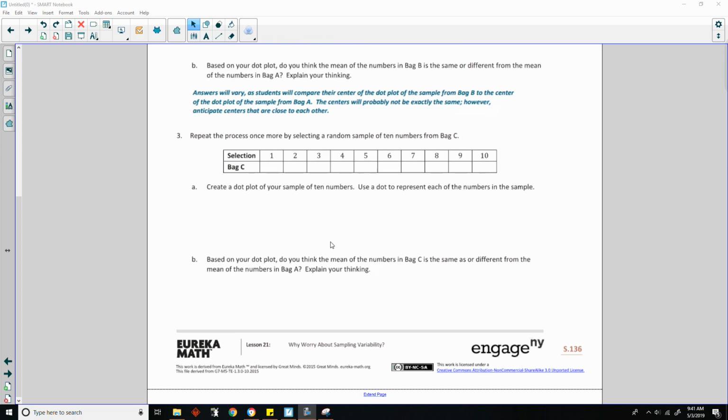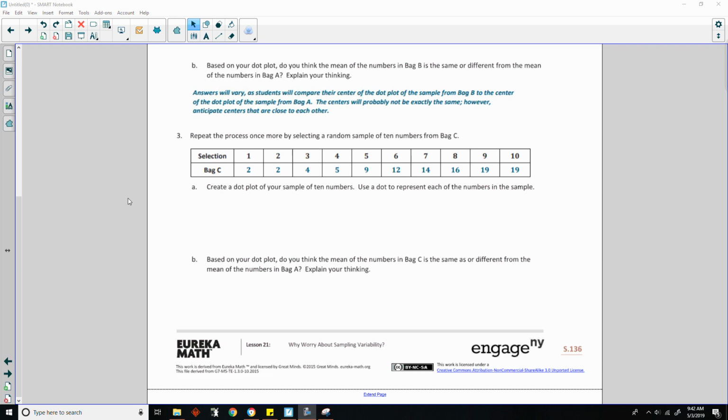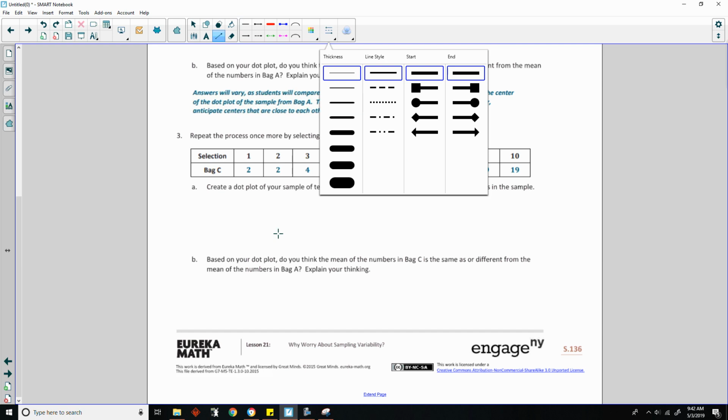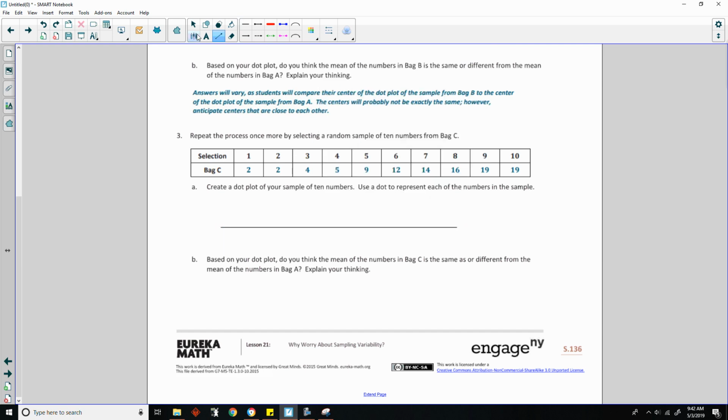Number 3, let's do this one more time. Bag C. Okay, so here's my sample from bag C, ranging from 2 to 19. So it says to create a dot plot again, so I'm going to do that. Remember, always use a ruler, draw a nice straight line, and then choose an even increment, starting with your lowest value. In this case, even, I suppose, is good, because you don't want to do 20 different entries. You can always do halves for the odds. And I'm going to go out to 20 because 19 is my highest. Okay, so there we go.